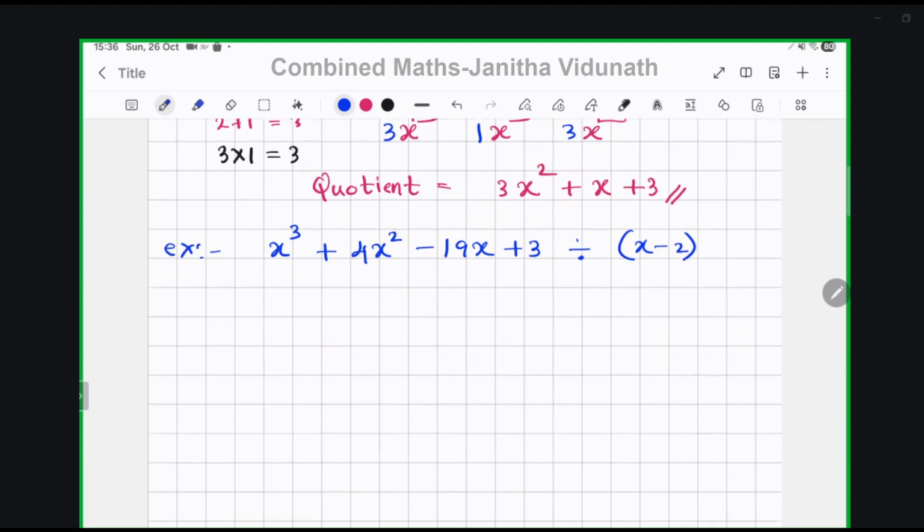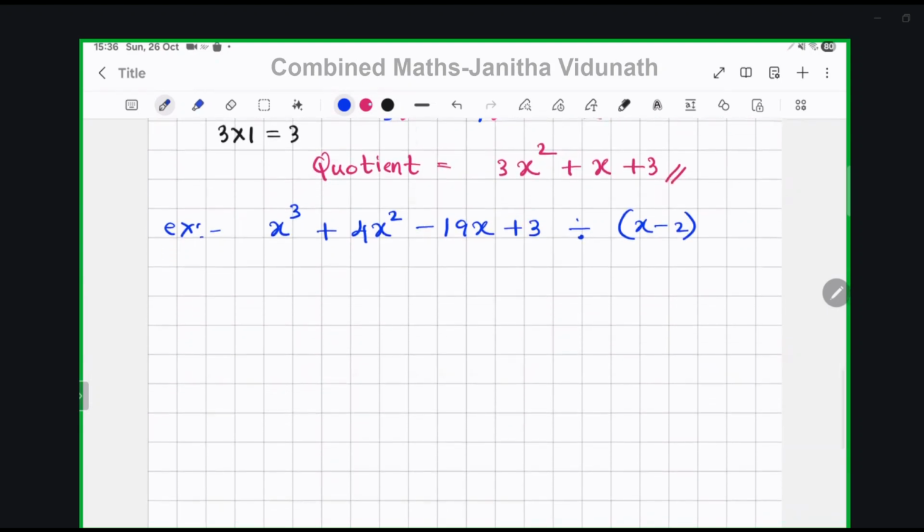Now, the first thing we need to do is identify the coefficients. Here, the coefficient of x cube is 1. This is the first number in our dividend. The second coefficient is plus 4. The third one is minus 19. The fourth and last coefficient is 3.